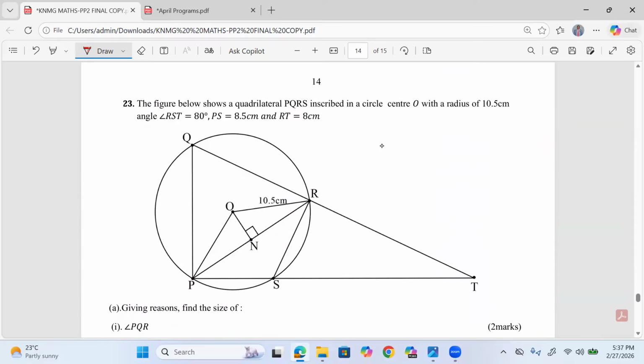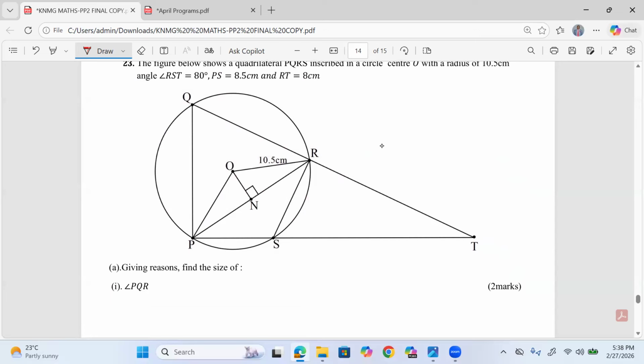Number 23 now. The figure below shows a quadrilateral PQRS inscribed in a circle center O. Such a quadrilateral is called a cyclic quadrilateral, a quadrilateral whereby the four vertices are touching the circumference of the circle. The radius is 10.5 as you can see, and the angle RST, we have to be very careful there, this one, is equal to 80.